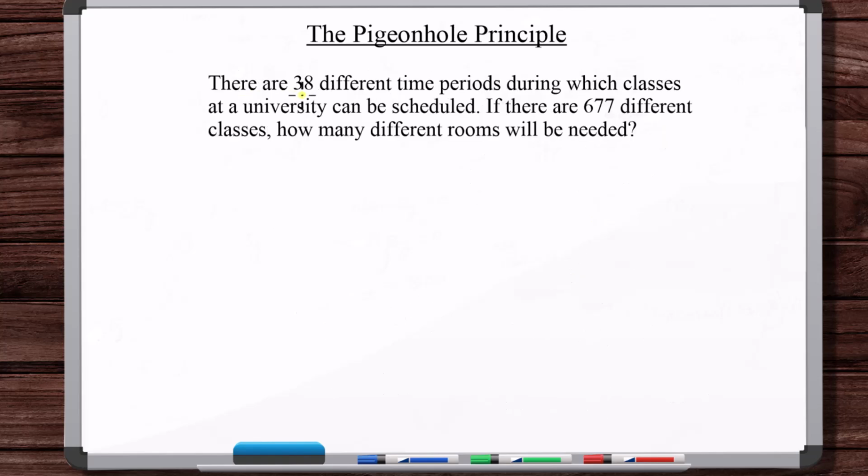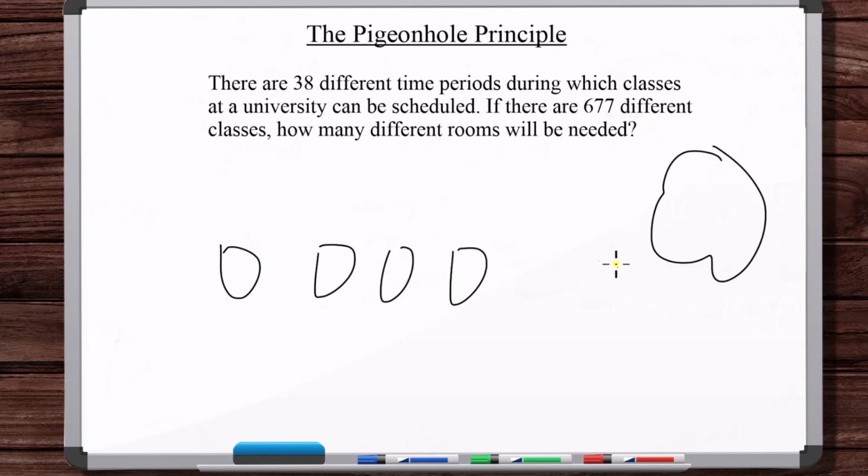Okay, there are 38 different time periods during which classes at a university can be scheduled. If there are 677 different classes, how many different rooms will be needed? Okay, what are the pigeons? What are the pigeonholes? What's the C value, and what are we solving for? All right, so it seems like the time periods might be the pigeonholes, right? So let's think about that. We've got these different time periods, and then these classes would be the n.